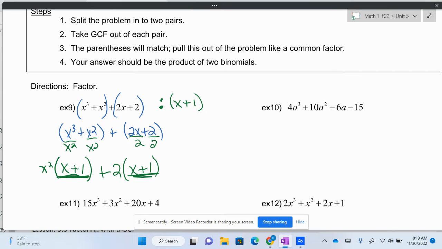Do you guys see how I wrote it up at the top? That becomes my first term, times, you take what you have left over and match that together to become a parenthesis, your second term, times the quantity x squared plus 2. So this is what that factors out to.